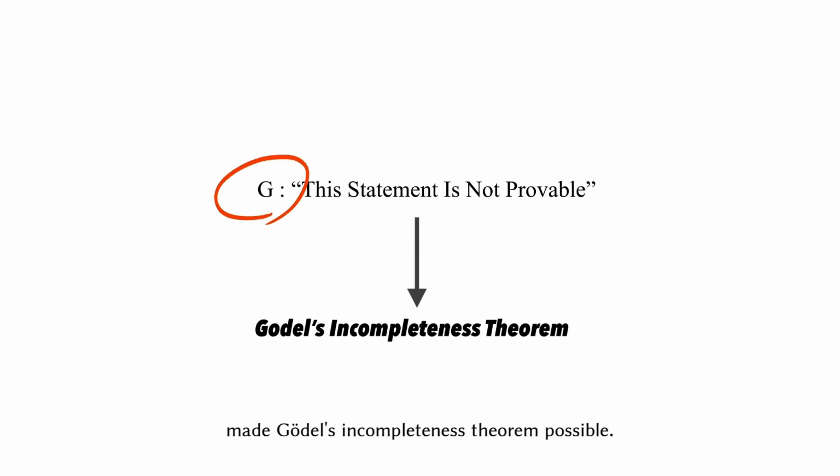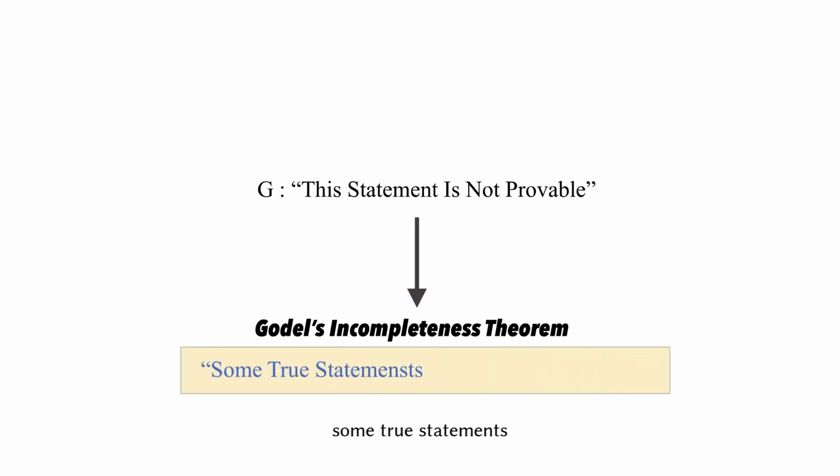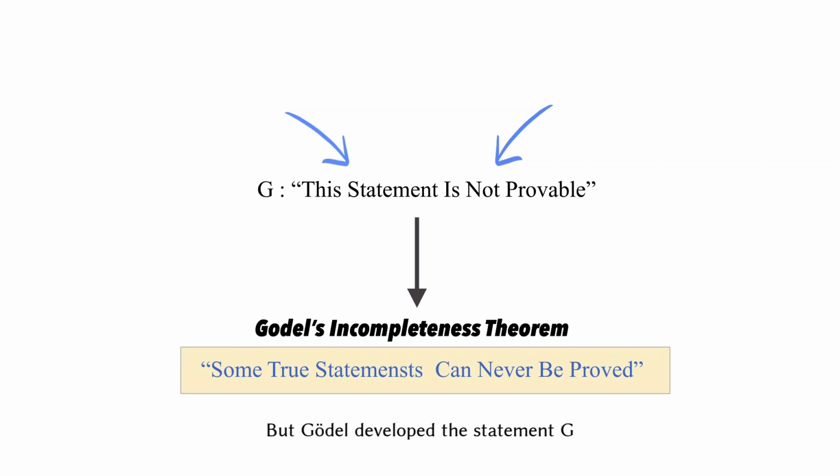This statement is not provable. This single statement G made Gödel's incompleteness theorem possible. It revealed that some true statements can never be proved. But Gödel developed the statement G based on two paradoxes.